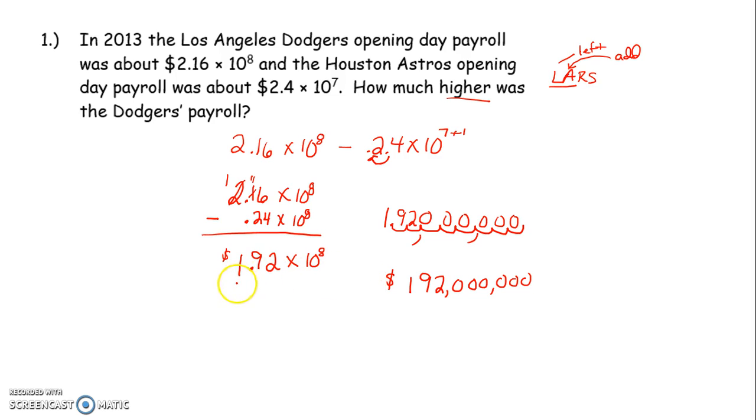That's a lot of cash, which is probably why they put it in scientific notation. And that's just the difference between the two. Holy shamoly, baseball players get paid a lot of money.